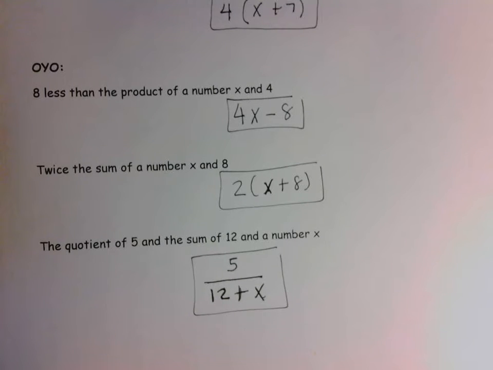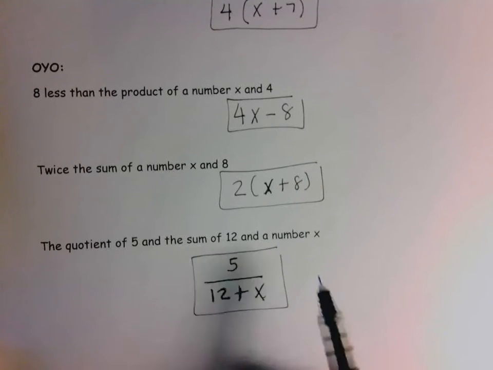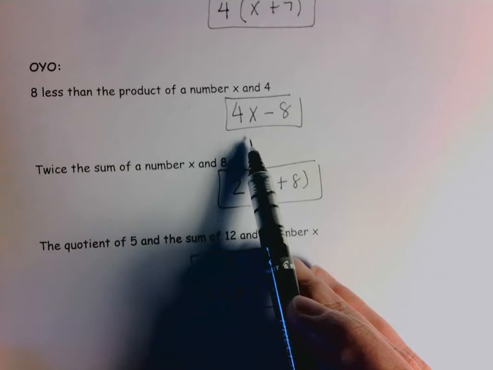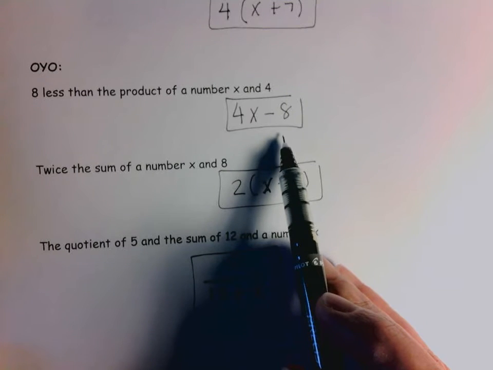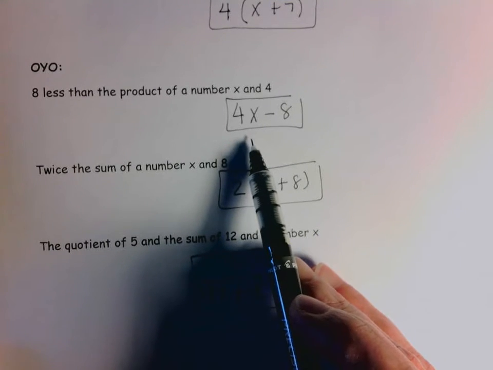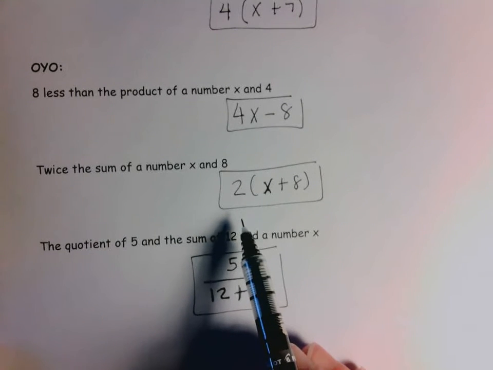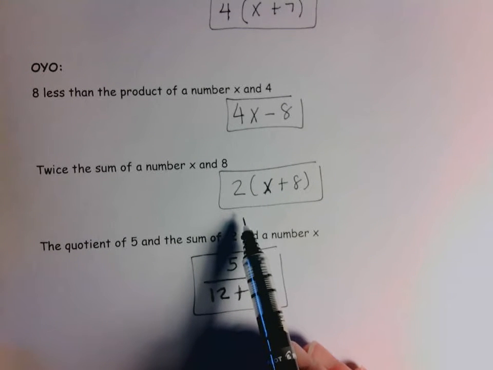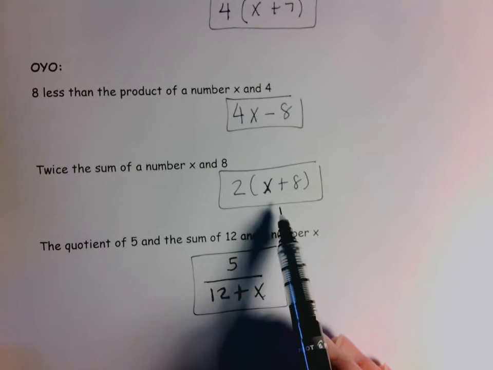Here are your answers. 8 less than the product of a number x and 4. I have the product of a number x and 4, and now I have 8 less than that. 8 less than this product. Twice the sum of a number x and 8. Well, I have the sum of a number x and 8, and now I have twice that.